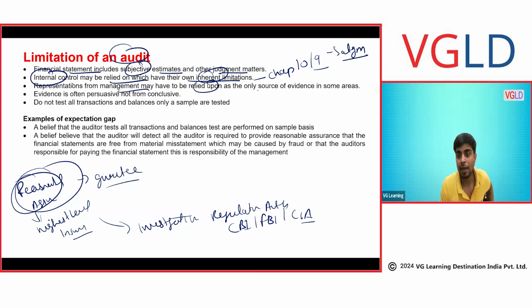The auditor may have to rely upon a single source of evidence in some areas. Evidence is persuasive, not conclusive. It's a very, very important term. When you get evidence as an auditor, it doesn't guarantee that it is true. Evidences are persuasive, not conclusive.